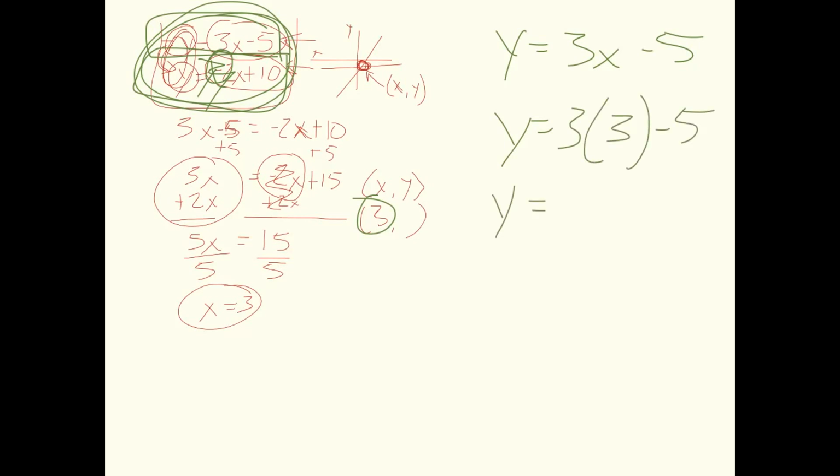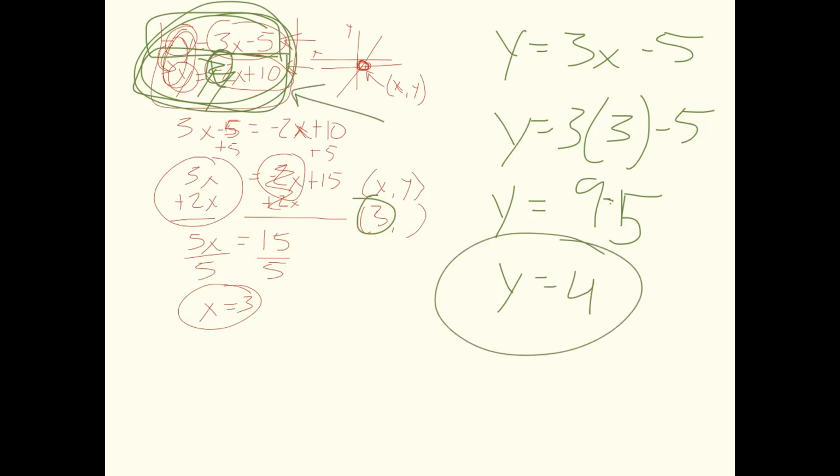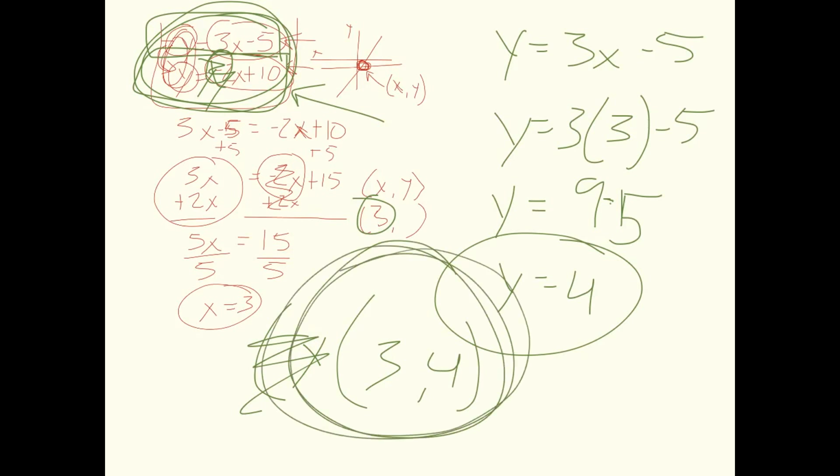Solve it. That's y equals 9 minus 5. See what I did there? 9 minus 5 is 4. Y equals 4. You would have gotten the same thing for y if you'd plugged it into the other one, unless I messed up. So the solution is 3, 4. That is the coordinate where those two lines cross.